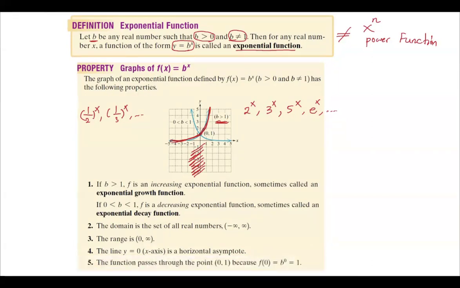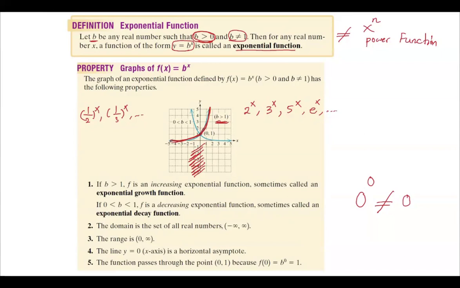And number 5, the function passes through the point (0, 1). Why is that? Because when you plug in 0, b to power 0 is equal to 1. Just a quick note, 0 to power 0 is not 0. That's why we are making sure that b is more than 0. b is never 0. Otherwise, this doesn't work. So these are the basic properties of exponential functions. Exponential functions are one-to-one functions. They have inverse.